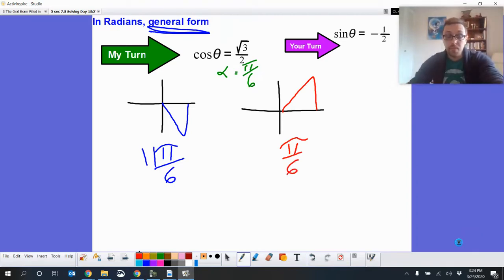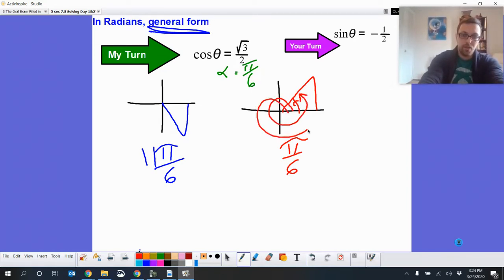Now, what we were saying with the oral exam is that for answers between 0 and 2 pi, we would just have this one angle right there. But we could spin all the way around and get another one. And we could spin all the way around twice and get a third one. And we can keep spinning and spinning and spinning. And we could go backwards as well.